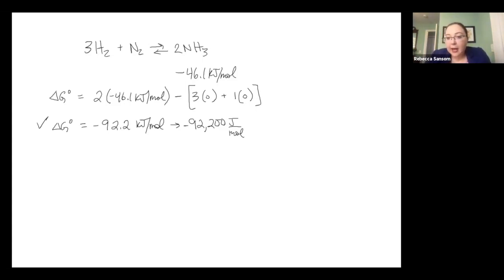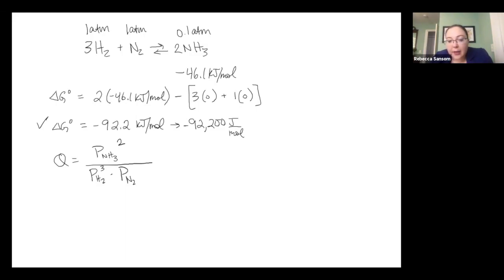They told us that we've got 1 atmosphere of hydrogen, 1 atmosphere of nitrogen, and 0.1 atmospheres of NH3. So to calculate Q, the first thing I'm going to do is write out my Q expression using the balanced chemical equation. Always write this out symbolically before you plug in any numbers, because you will make mistakes if you don't. So in this case, we've got our pressure of NH3, and that's going to be squared because we've got a 2 as our coefficient. We'll have our pressure of H2 raised to the 3rd power, and our pressure of N2 just to the 1st power.